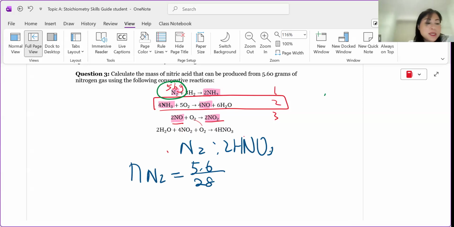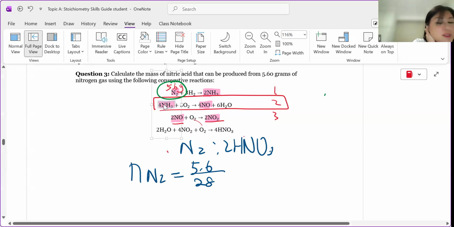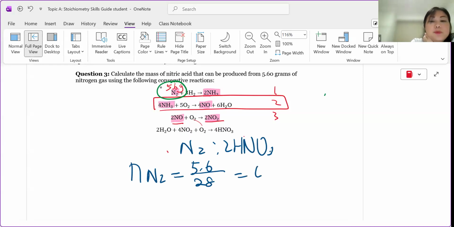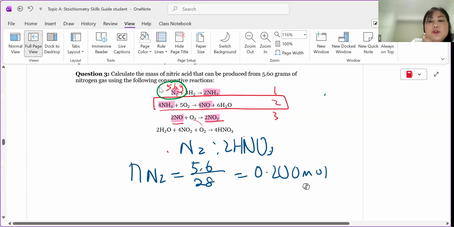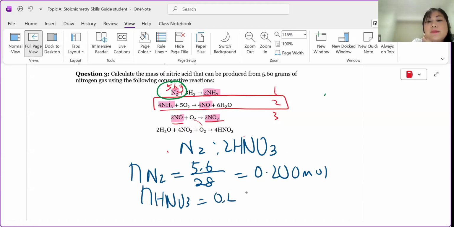So you look at the periodic table, what is the Mr of nitrogen again? So you get your mass, 0.2 moles. So the 0.2 moles is moles of N2. So in mole ratio to HNO3, the number of moles of HNO3 will be 0.4, double.